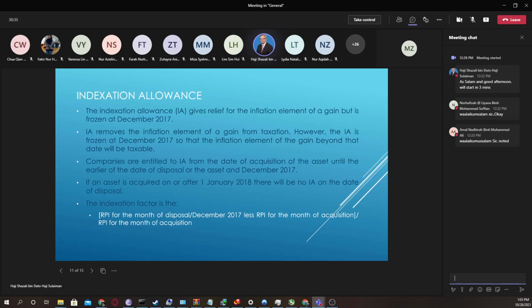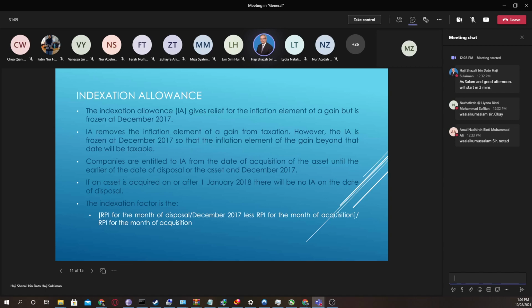So again, if an asset is acquired on or after 1st January 2018, there'll be no indexation allowance. The indexation factor is calculated based on the retail price index on the date of acquisition and on the date of disposal. So if you dispose of your BIBD shares today, you look at the CPI today, less the CPI of 10 years ago when you bought the shares, divided by the retail price index on the date of acquisition. That gives you your indexation factor.